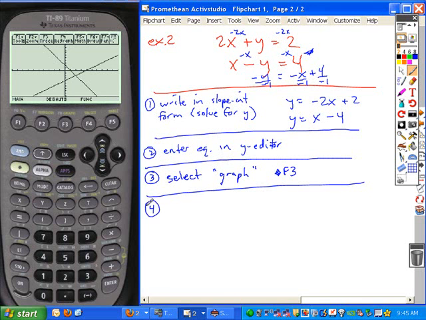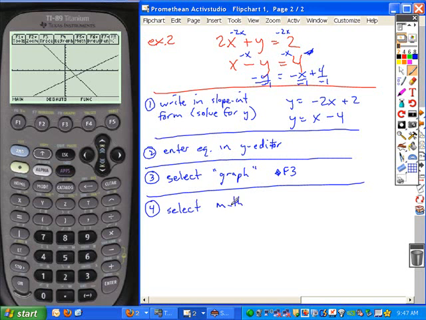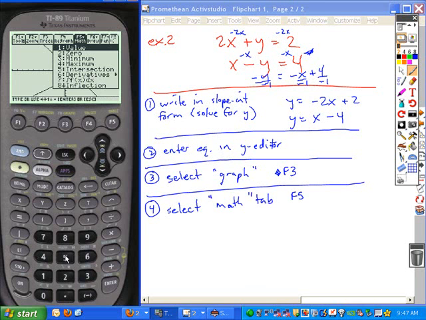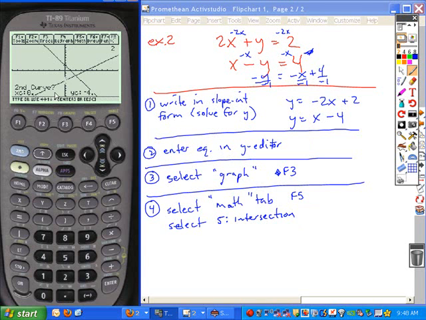Once you have your graphs, now you're going to choose the math tab, which is F5. Okay, and you're going to choose intersection. Okay, and then you have to follow the directions. So the first curve, it chooses the first equation that you entered. Second curve, right up here, gives you a number of which y you're choosing. So in this system of only two equations, just hit enter, enter. It's going to do it automatically.